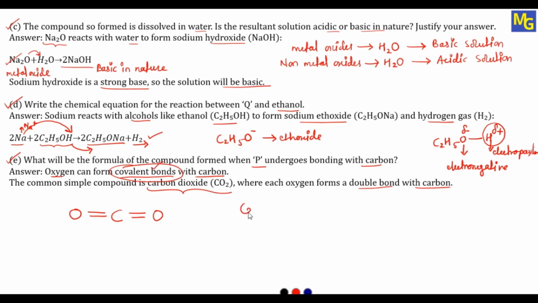Remember, covalent bond means what? A covalent bond is formed by sharing of electrons. Remember this. These bonds are formed by sharing of electrons. So this is the answer for this question E.